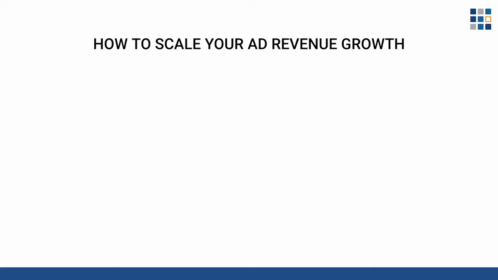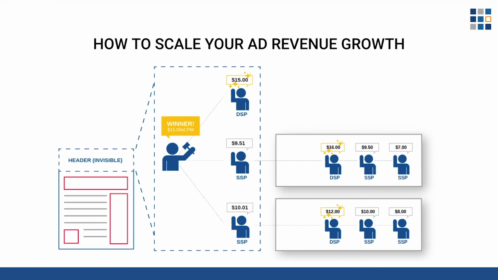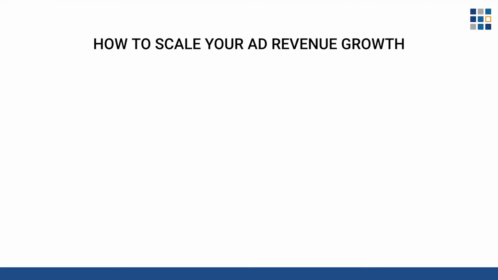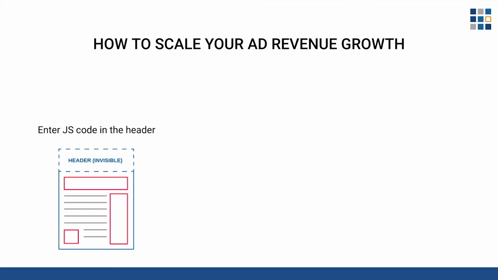In ad ops, there are a couple tactics you can implement to start seeing improvements in your ad revenue. A popular one that you may have heard of is header bidding. Header bidding itself is a piece of JavaScript code that you attach to your site's header. But what it does can be a bit more complex.